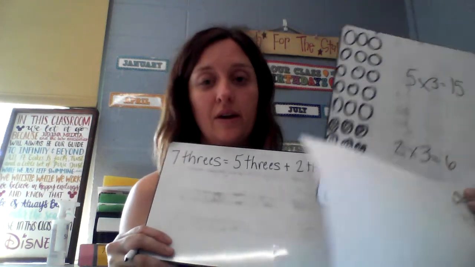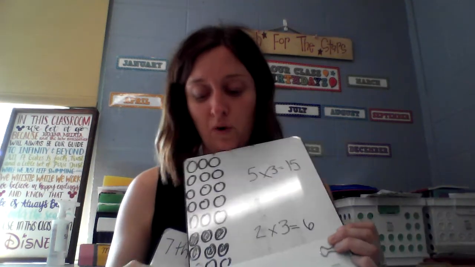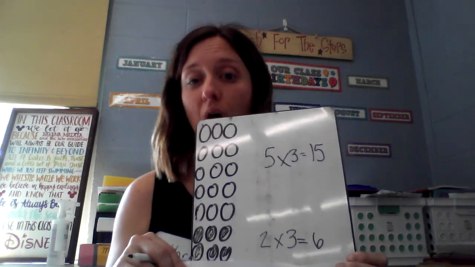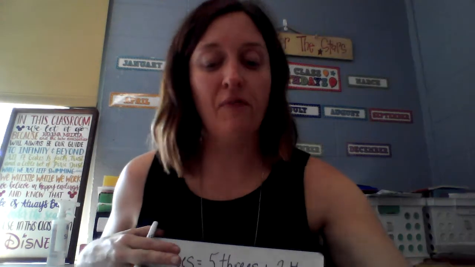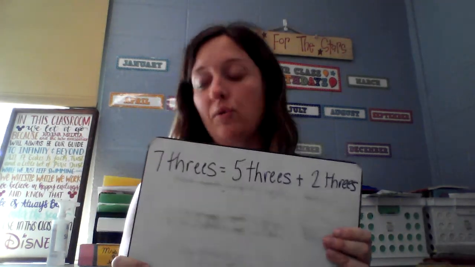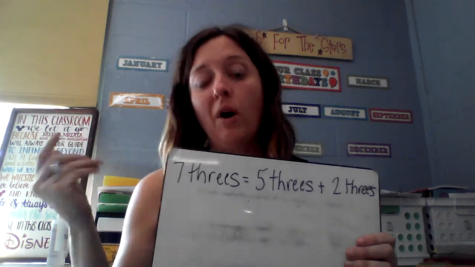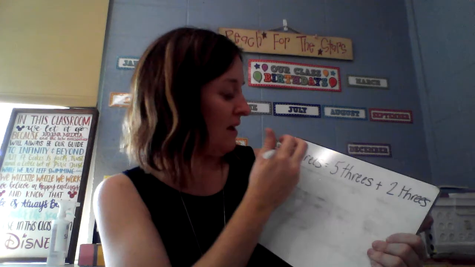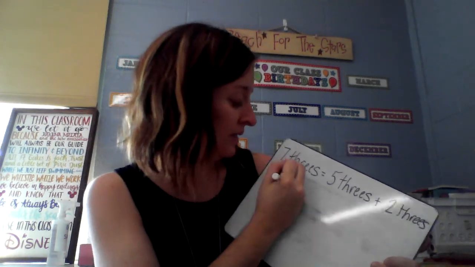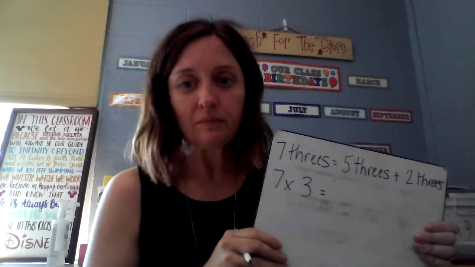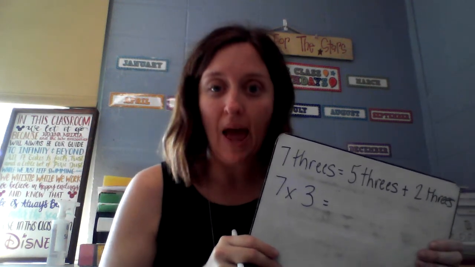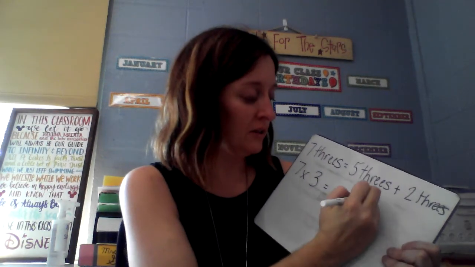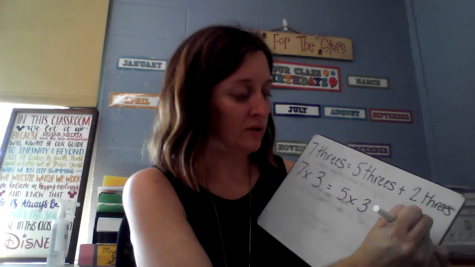And we see that right here, okay? We had 5 rows of 3. We uncovered 2 more rows, which gave us 7 total rows. So 5 3s plus 2 3s is equal to 7 3s. Well, if we were thinking about it in multiplication, we can write this as a multiplication sentence. 7 3s is the same thing as saying 7 times 3. And you may be thinking, I don't know that off the top of my head. Well, remember, 5 times 3 we just solved, plus 2 times 3.